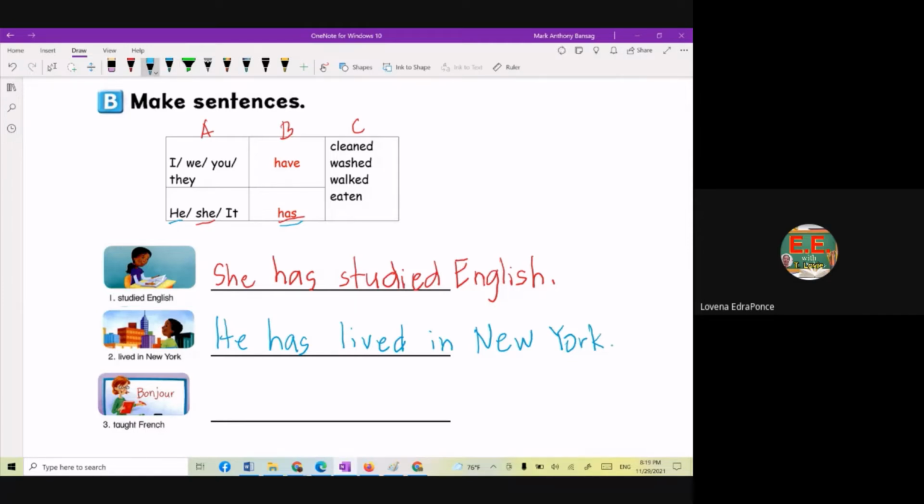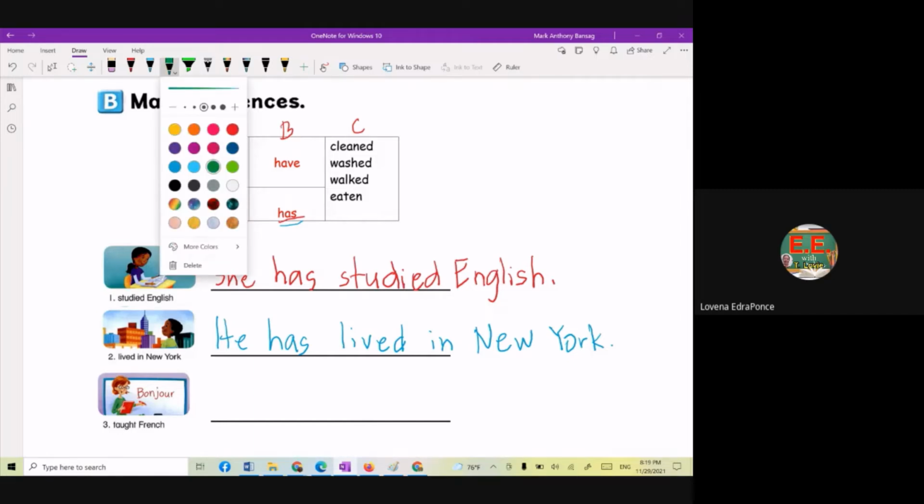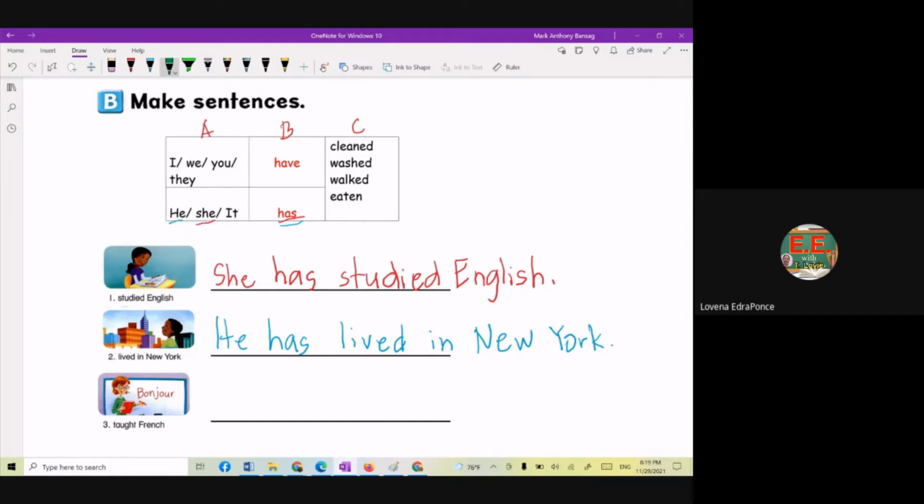And number 3, she has taught French. Okay, so that's how to make sentences for that.